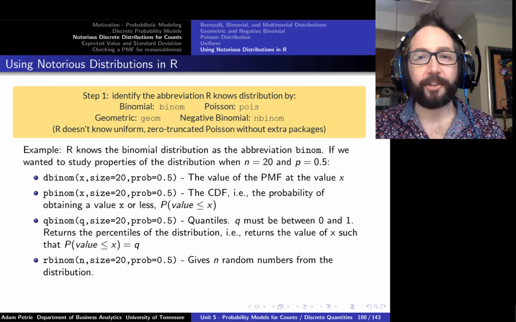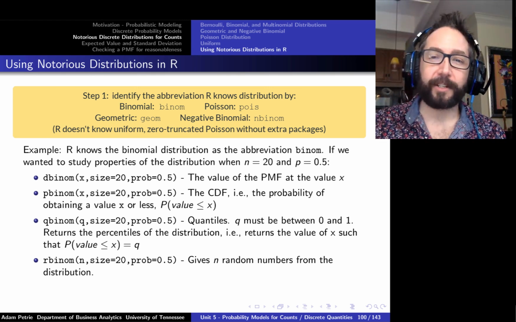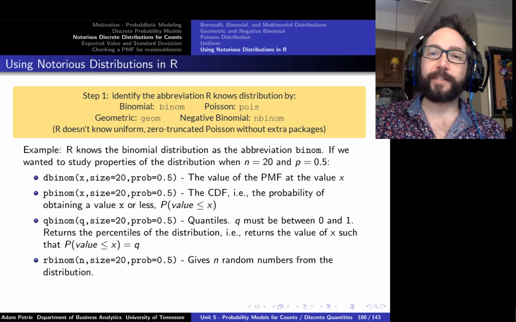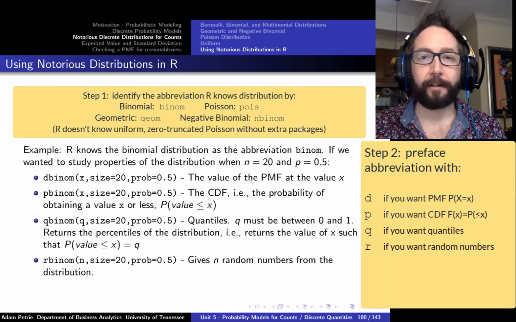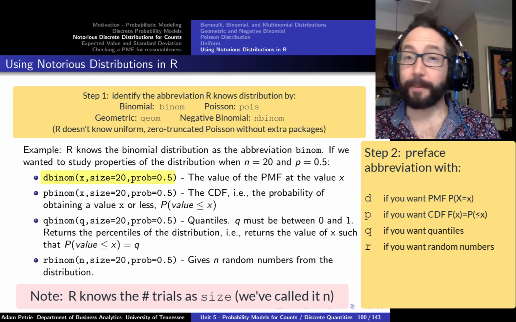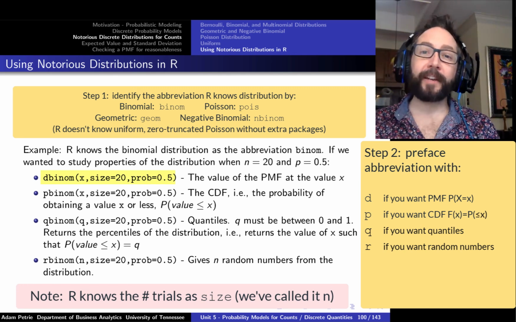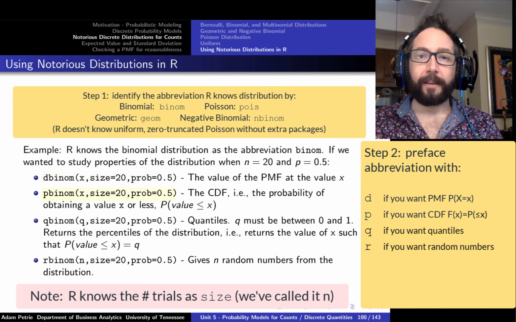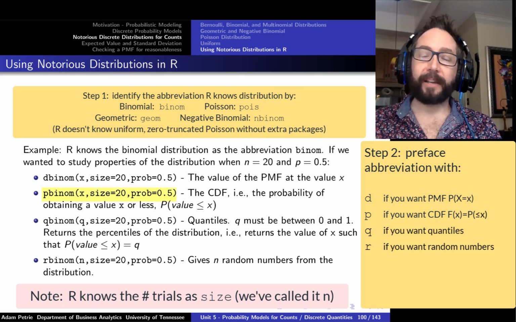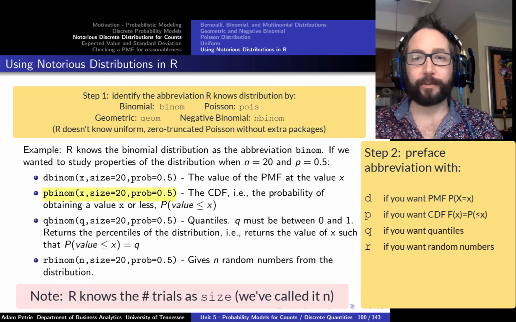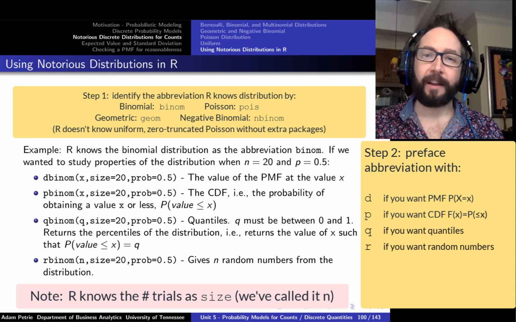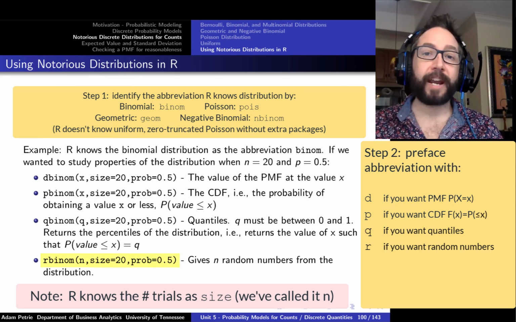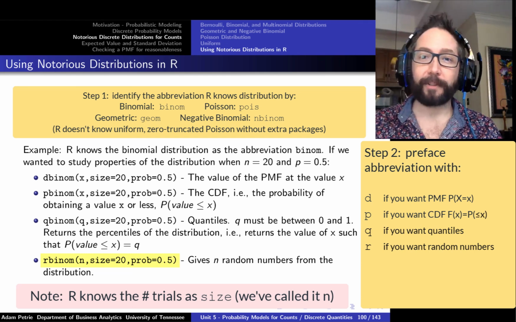Once you know what that word is that R knows the distribution by, what you're going to do is preface that word with either a D, a P, a Q, or an R. The D is for values from the PMF, so the probability of observing a particular value. P is for the CDF, capital F, the probability of observing at most a particular value. Q is for quantiles, more on that later, and R is for generating random numbers from that distribution. Very useful for Monte Carlo simulation.